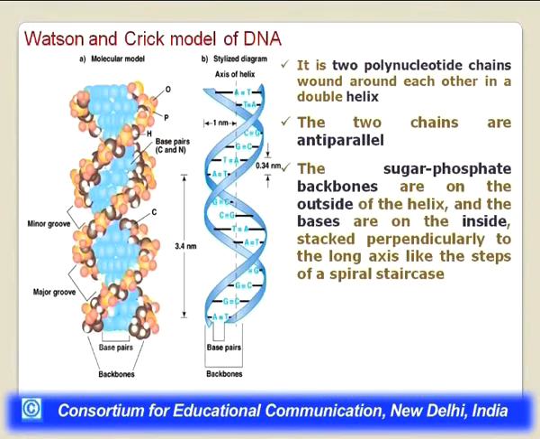And a major observation which Watson made was that the 2 chains are running anti-parallel in direction. So the sugar phosphate backbones are on the outside of the helix and the bases are on the inside, stacked perpendicularly to the long axis like the steps of a spiral structure. So both the strands, which are double helically intertwined over each other, are actually running in an anti-parallel direction.